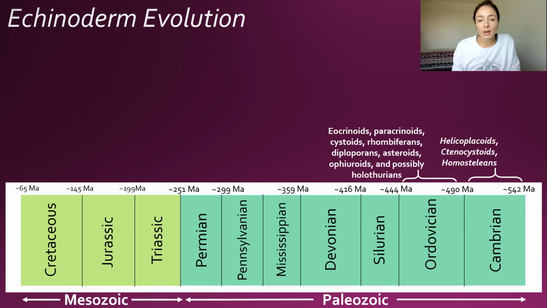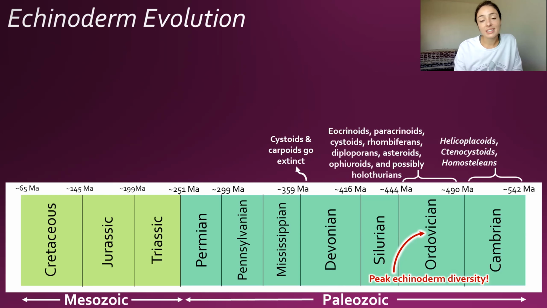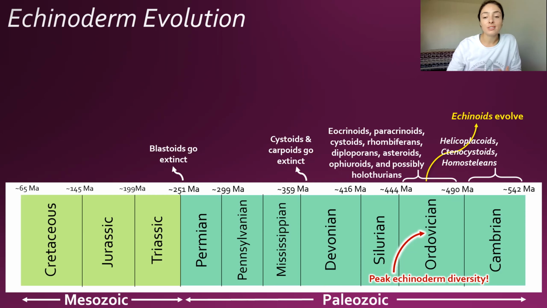because these are pretty soft-bodied animals that have a lack of hard parts and therefore are hard to find preserved in the rock record. Also, before we move on, it's important to note that the Ordovician was the peak of echinoderm diversity. Next, we have the cystoids and carpoids, which can be grouped in with the stylophores, go extinct during the late Devonian mass extinctions. Then we have the Permian mass extinction, causing a lot of extinctions, but among the most important was the extinction of the blastoids.